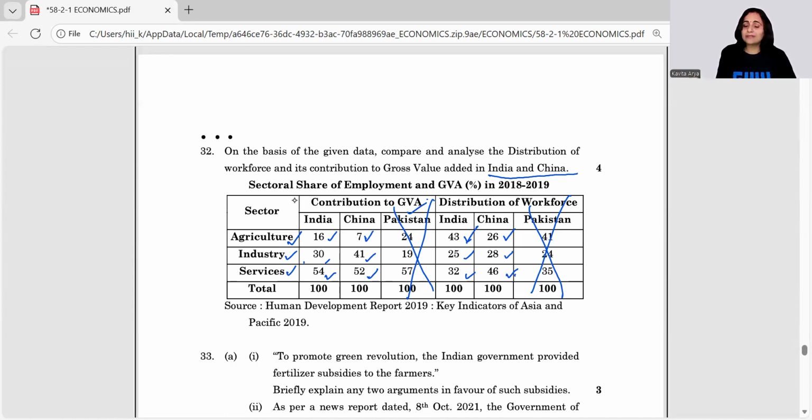Right. Why is it so? Because here we have more skilled and educated people. China had invested majorly in HDI also. So that's more contributing.